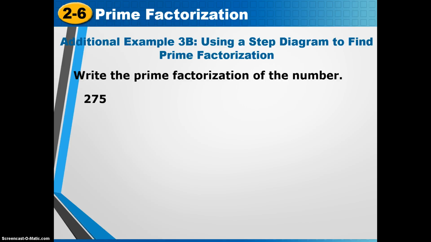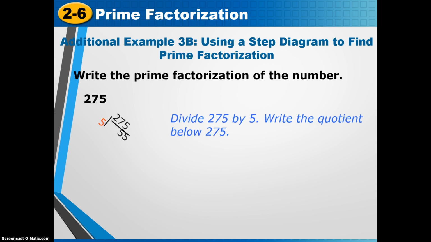So again, think of the smallest prime that you can divide by, I should say. The smallest prime I always try first is 2, but since this is an odd number, that obviously won't work. You could try 3, but if you remember your divisibility rules, the sum of these numbers is not divisible by 3. The obvious choice is 5, because it ends in a 5, so let's go ahead and divide by 5. When you divide by 5, 5 goes into 275 55 times.